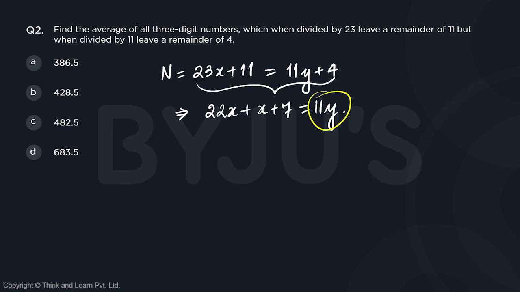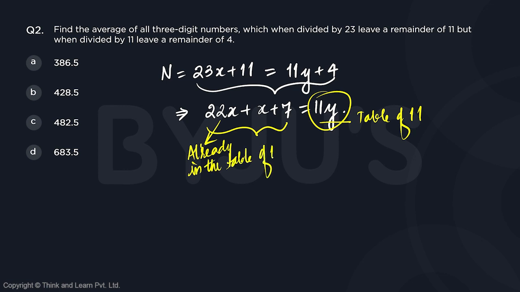Because if we look at the RHS, 11y will always be a number in the table of 11. So our LHS should also be in the table of 11. So I already broke it down into a term which is already in the table of 11. And we need to find out if x plus 7 is in the table of 11. Now x plus 7 will be in the table of 11 when x is going to be 4.